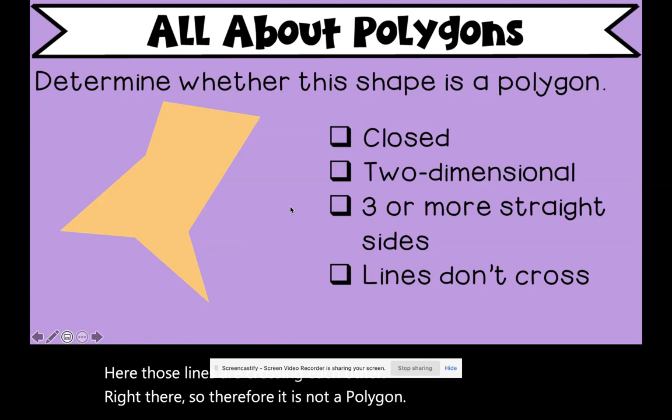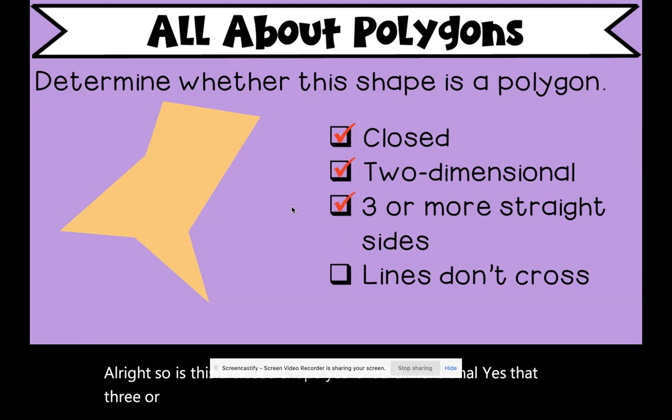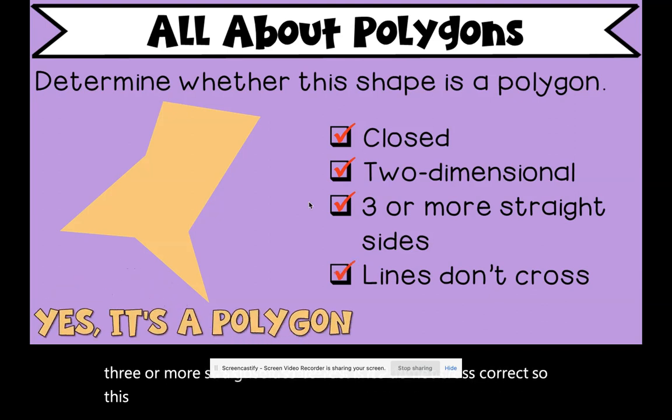All right, so is this a closed shape? Yes. Is it two-dimensional? Yes. Does it have three or more straight sides? Correct. Lines do not cross. Correct. So this is a polygon.